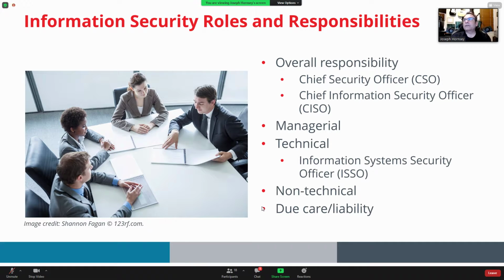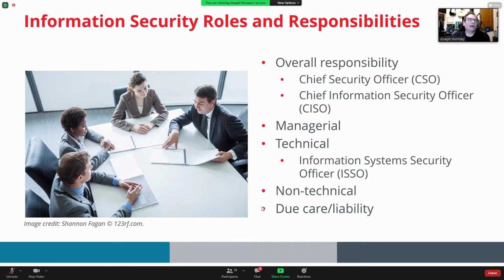As far as the different roles and responsibilities that you're going to find in an information security environment, at the top level, you're going to have an executive of some sort who is ultimately responsible for the security of the organization.